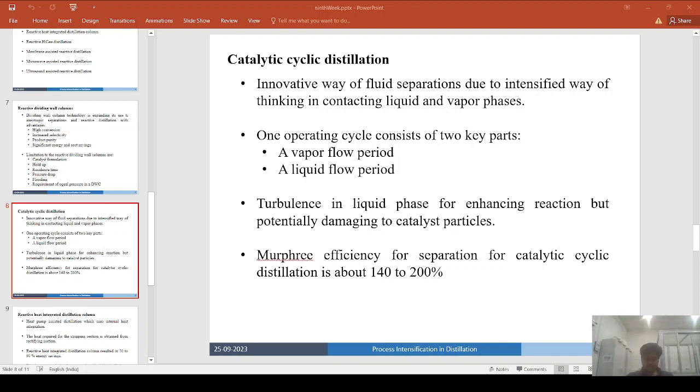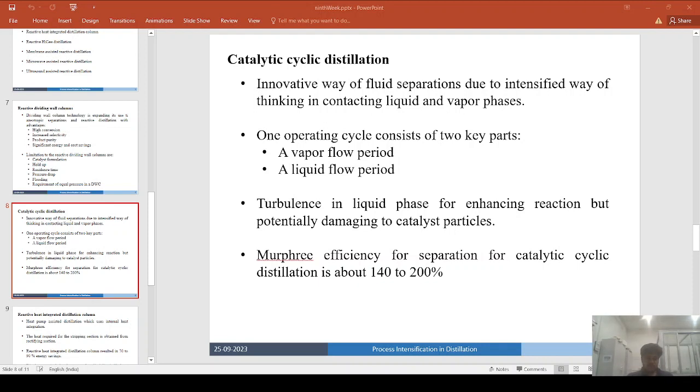Now the combining of the HIDIC, or basically heat integrated distillation column, with reactive distillation systems in a single unit leads to a reactive system, which is basically called reactive HIDIC or RHIDIC, with potential for industrial application. So why not combine the reactive distillation with the heat integrated distillation column, so that you will get the reactive heat integrated distillation column, RHIDIC.